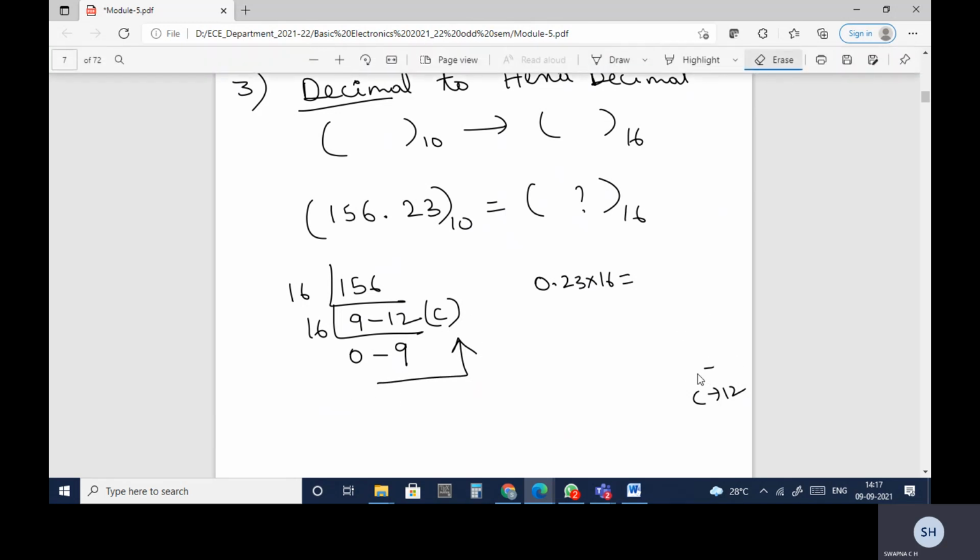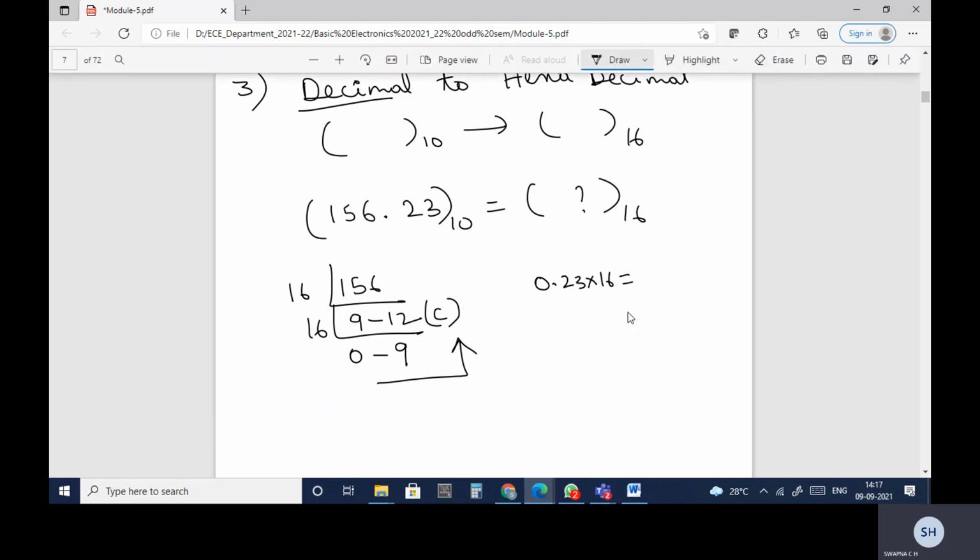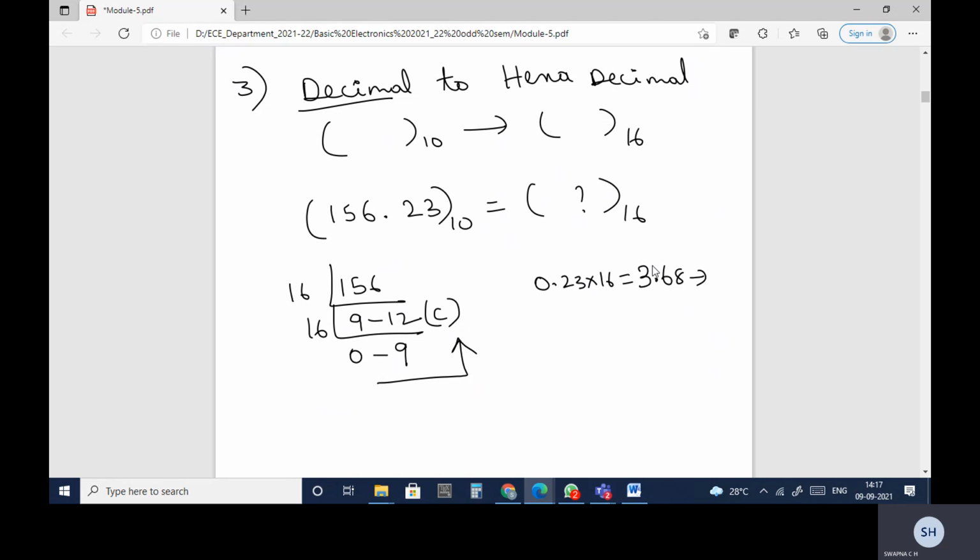Bottom to top. Now here, when it comes to the fractional part, you need to multiply this fractional part with 16, in the sense 0.23 into 16. When you multiply 0.23 into 16, you will have 3.68. So 3.68: the integer part 3 I need to write here, and the fractional part I need to take here. So 0.68 into 16 I need to do. When you do 0.68 into 16, it is nothing but 10.88.